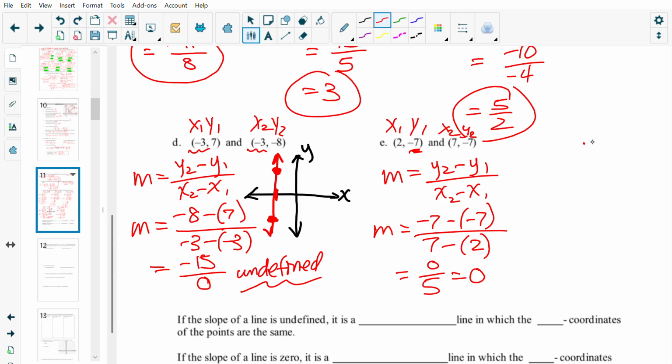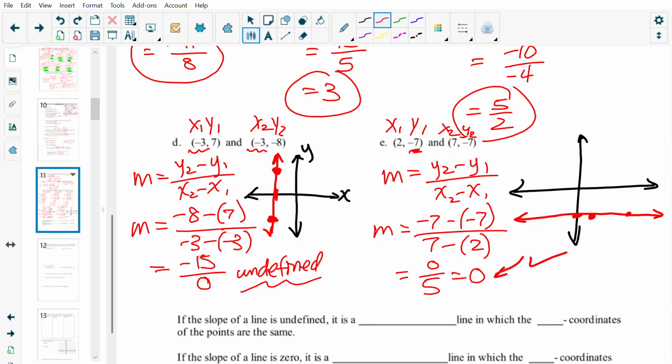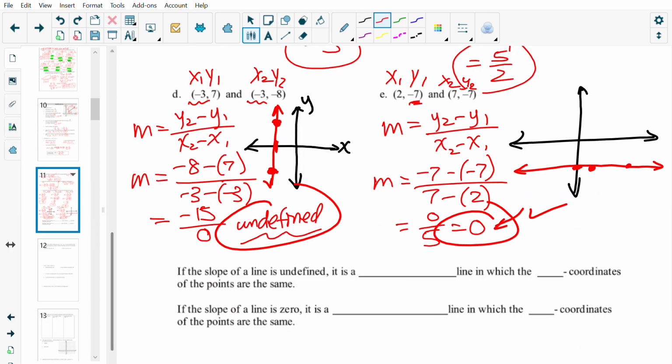So does that make sense? 0 means horizontal line, right, folks? So what if I draw this out? What's it going to look like? Oh, come on. Give me a black line. There we go. All right. Well, if we plot these 2 points, 2, -7, and 7, -7. That's a horizontal line, folks, so it makes sense that it's a 0 slope. Alrighty.